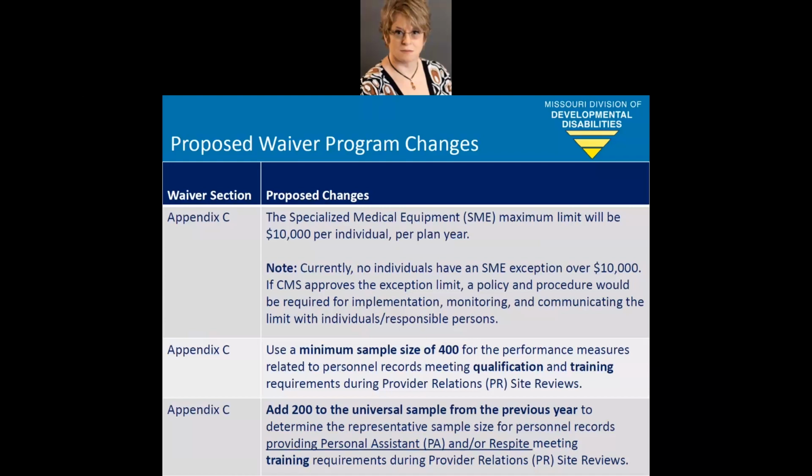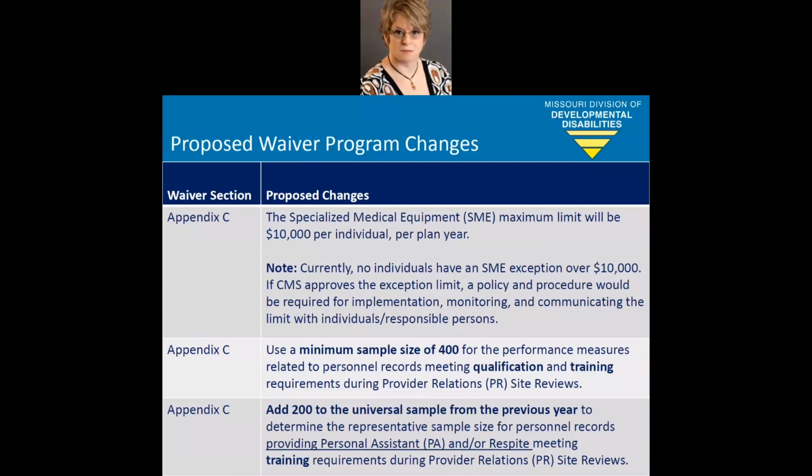These next two items we're going to talk about are from Appendix C, which describes the specific performance measures the division reports to the Center for Medicare and Medicaid Services. Individuals receiving services are not impacted by these changes, which speak to the sample size used when reviewing provider personnel records for required qualifications and training.